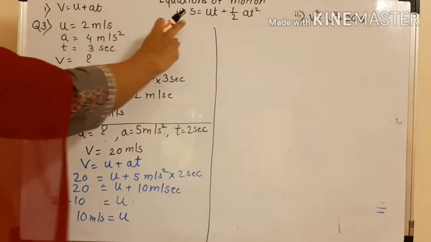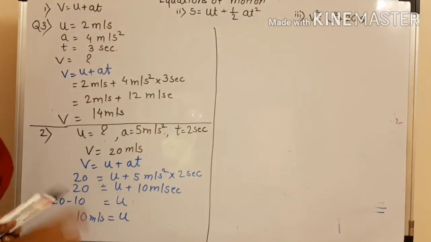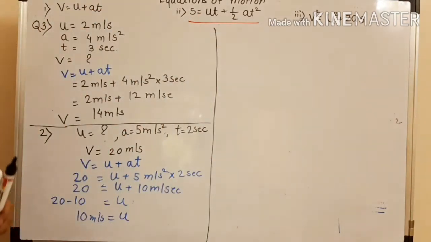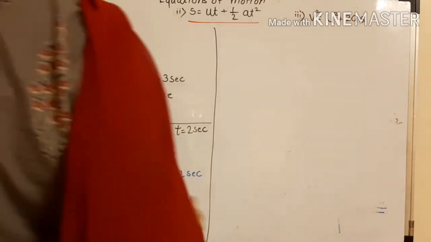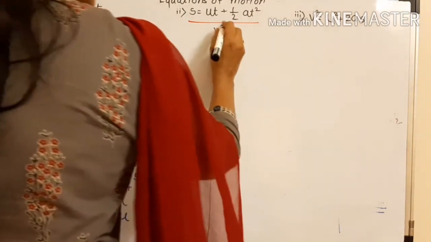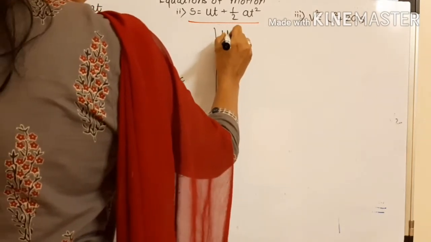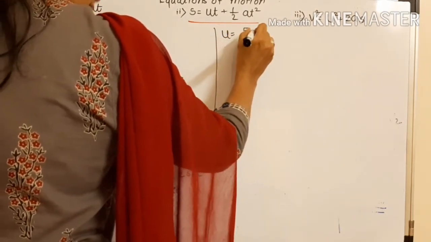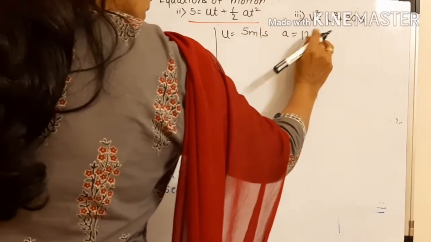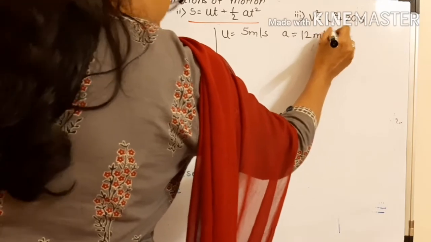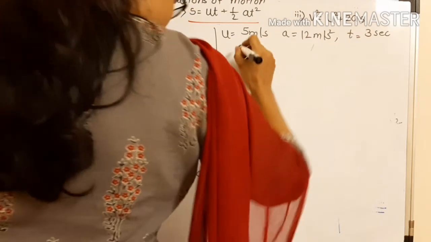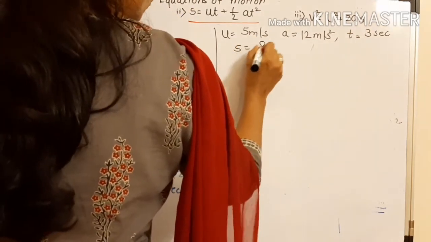So this is the second problem. Second row means we are going to use the second formula. Second formula is s is equal to ut plus 1/2 at square. That we are going to use here. Now here what is given? Here u is given 5 meter per second. a is given 12 meter per second square. t is given 3 seconds, and you have to find s.